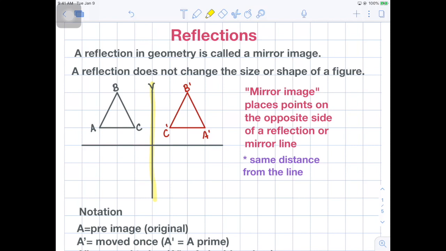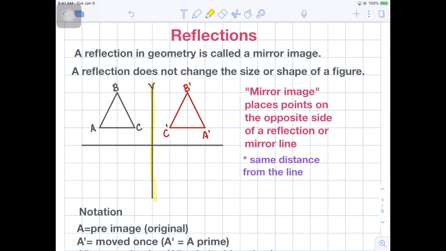Today we're going to talk about reflections. In geometry, a reflection is a mirror image. Just as if you're standing in front of a mirror and you see your reflection, everything is backwards. Or if you take a picture of yourself on the phone, it can be reversed or reflected. So things look backwards.